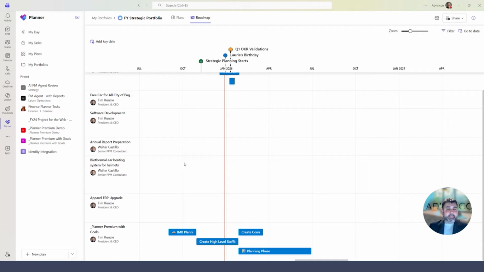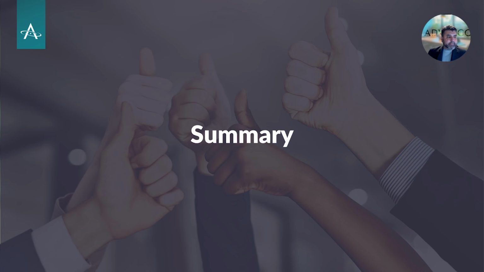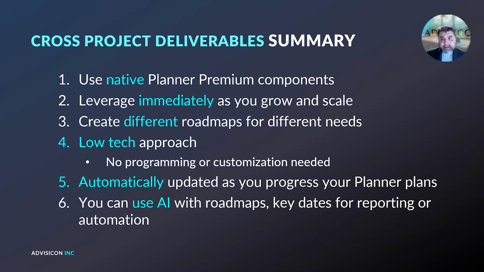So without having to build complex reporting or extract data and model it, or without having to link files and then suddenly things are moving around, this becomes a much easier way to manage. So let's sit back and take a look at some of the key things that we've talked about. Number one, using the native Planner Premium components, you can do cross-project deliverables where you bring these into a view and build those together.